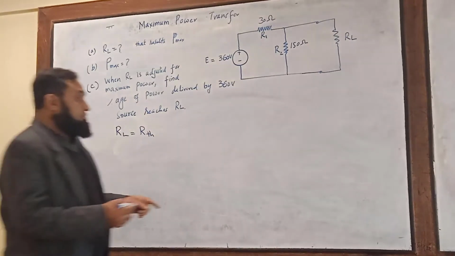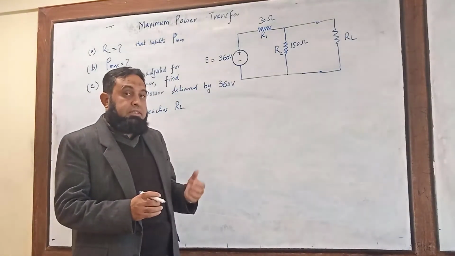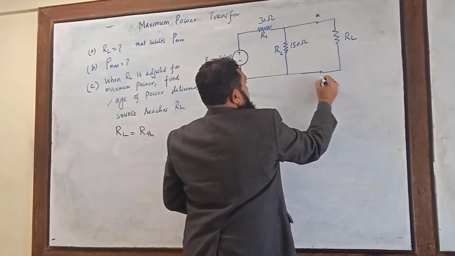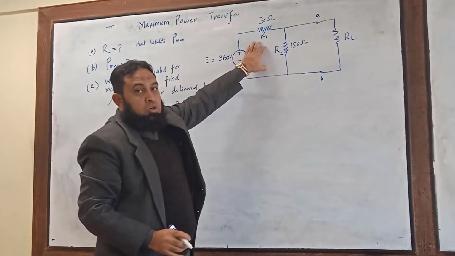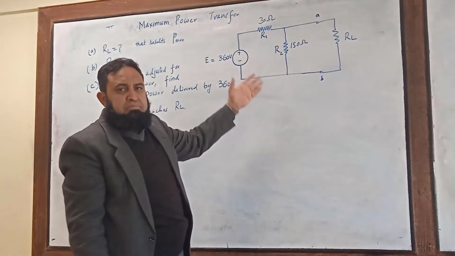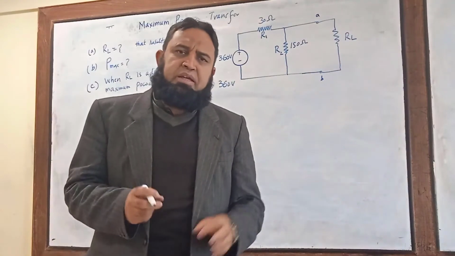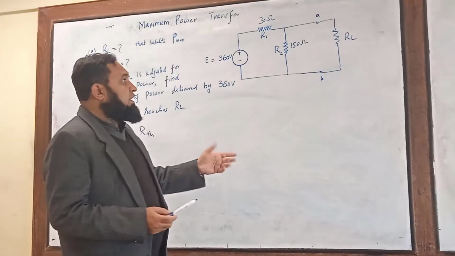So for this, we have to compute RTH, the Thevenin resistance. For this circuit, just mark these terminals A, B. Remove this RL, compute the Thevenin source, and compute the Thevenin resistance for this circuit. This is a very simple circuit, so we don't want to use the node voltage method or the mesh current method and so on. We just use the voltage divider rule.